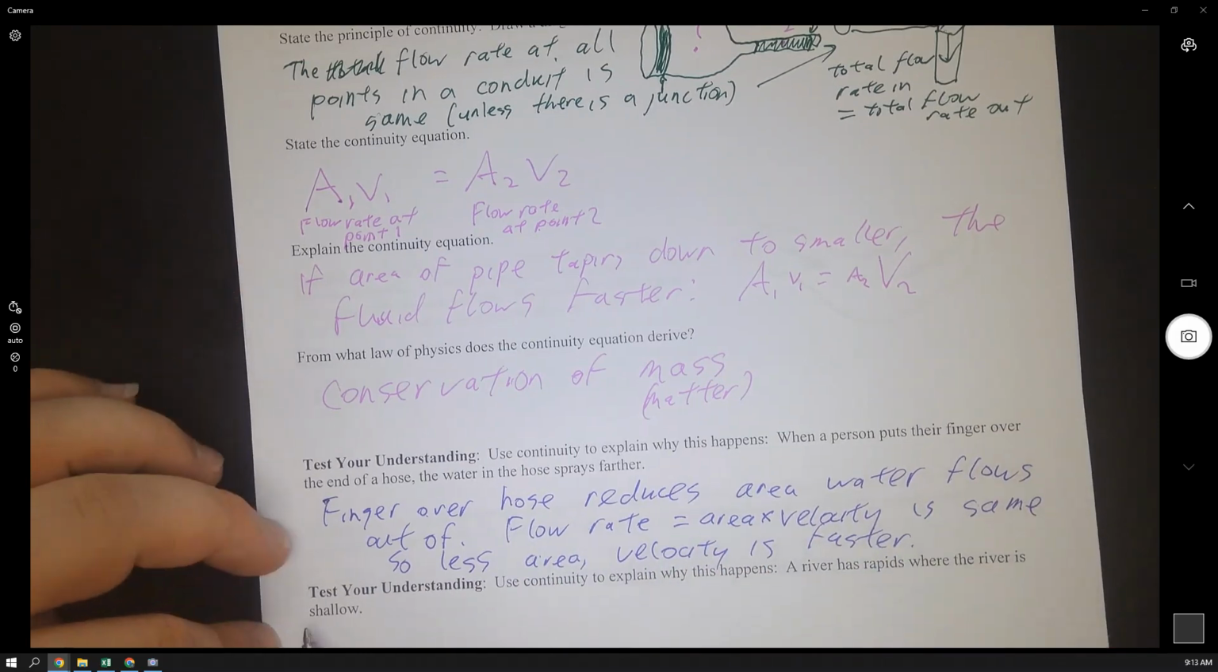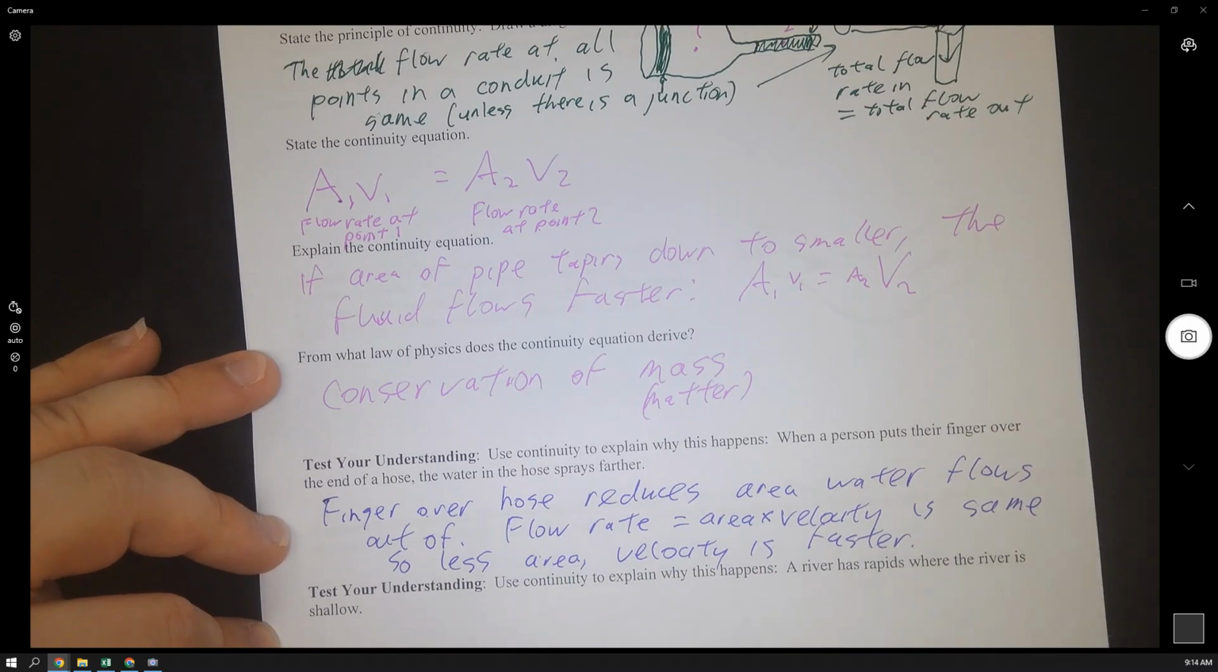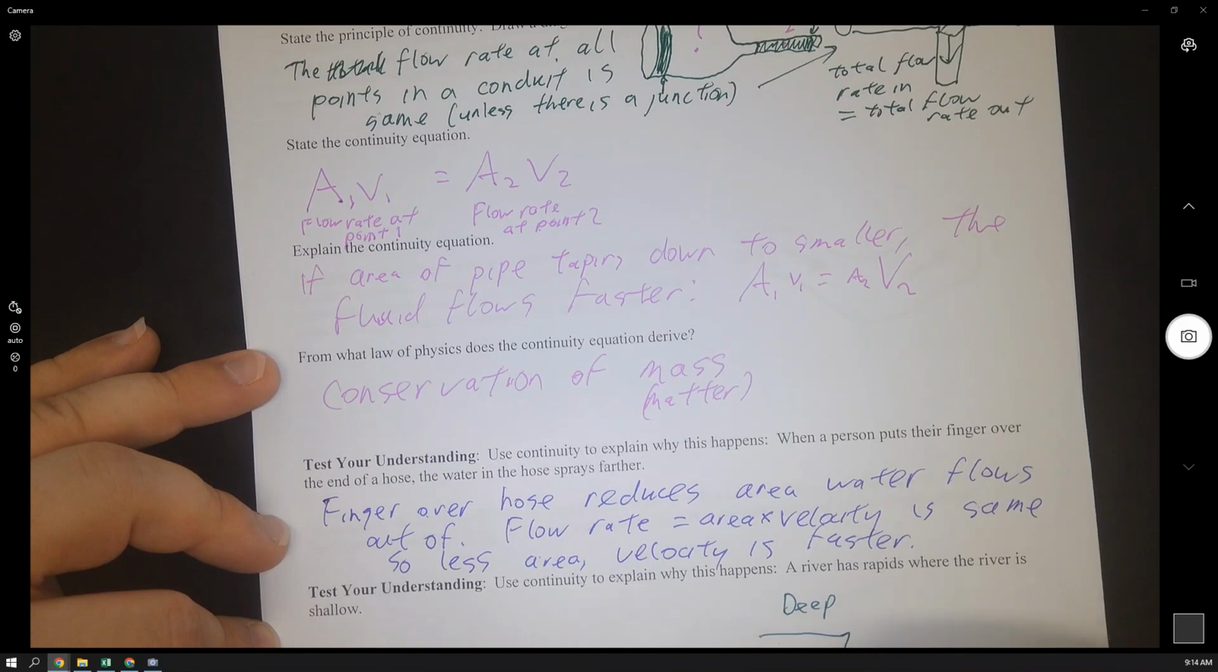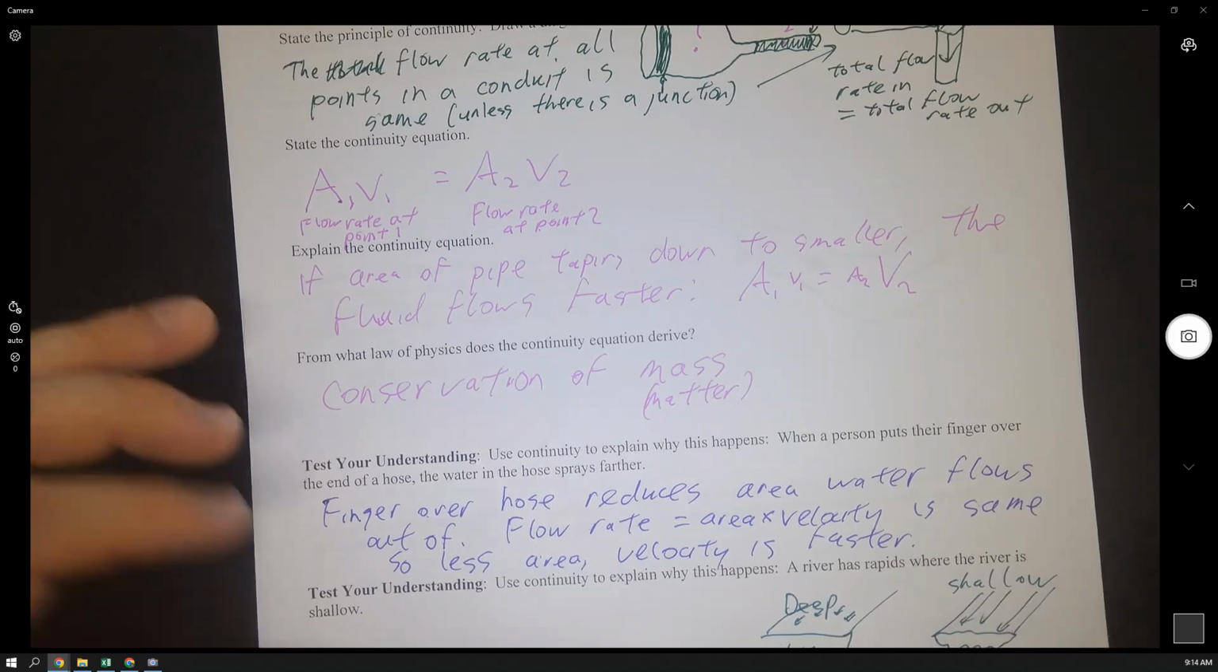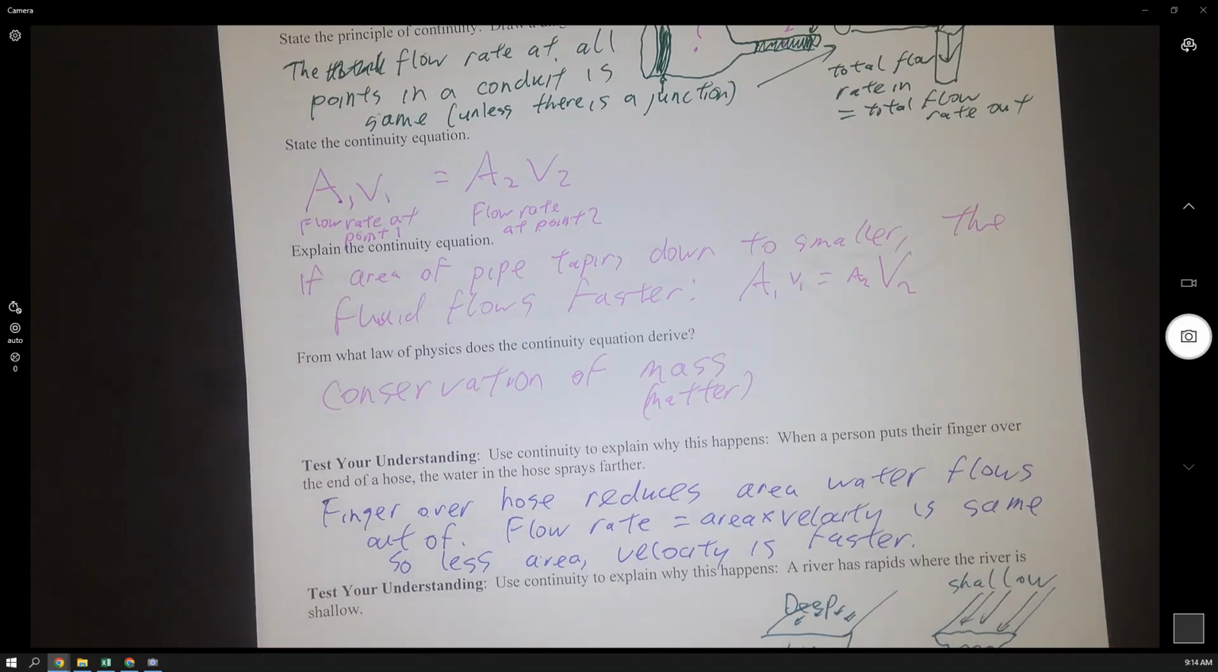And so when the river is shallow, right? Here's what a deep river looks like. That's a cross-section, so there's a big cross-sectional area. And then a shallow river is going to look kind of like that, and it has a small area. So with a deep river, the river flows very slowly, but with a shallow river, the river flows fast, and that's what makes the rapids, right?